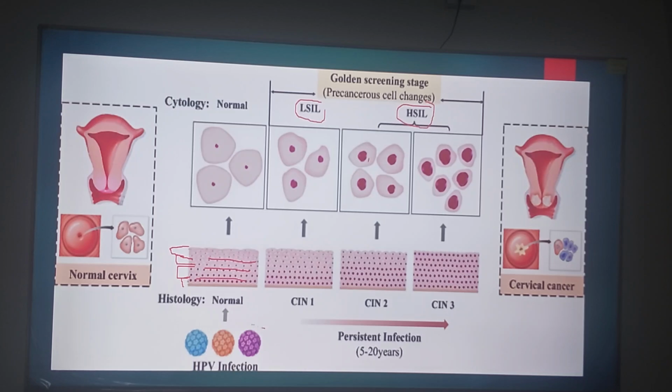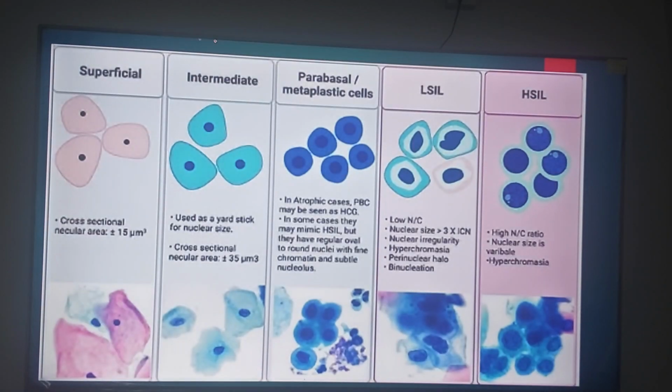When we diagnose HPV, the most common types are 16 and 18, which cause cervical cancers. We can diagnose that in the pap smear. This is the superficial cells, intermediate cells, parabasal metaplastic cells, this is the low squamous intraepithelial lesion, and this is the high squamous intraepithelial lesion.